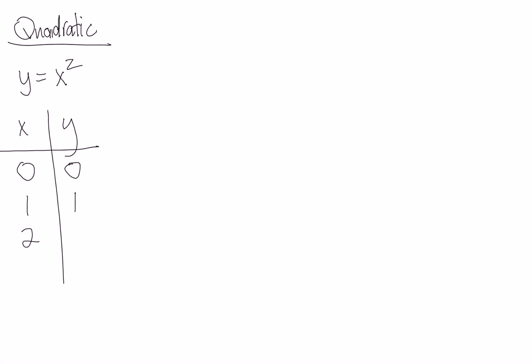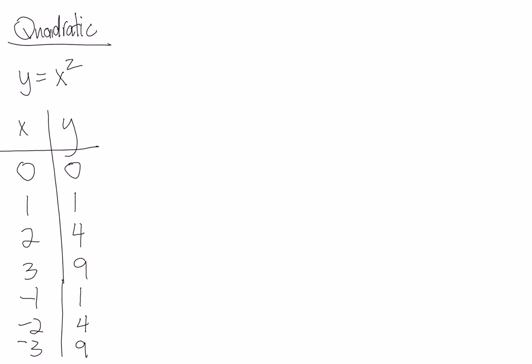Put in a 2. 2 times 2 is 4. 3, we get 9. And now let's keep going with some negatives. If you put in a negative 1, negative 1 times negative 1 is also positive 1. Negative 2 times negative 2 is also positive 4. And negative 3 times negative 3 is positive 9.